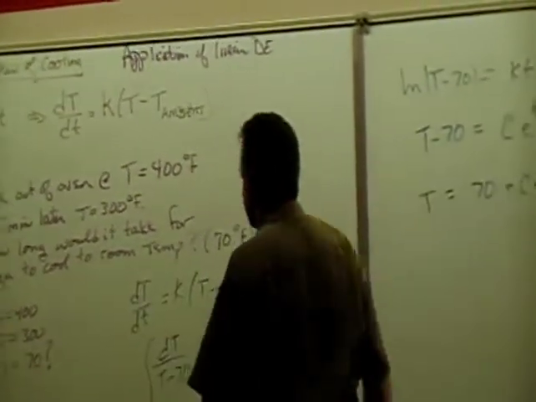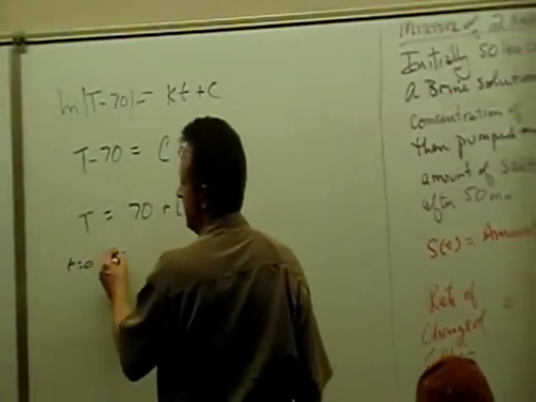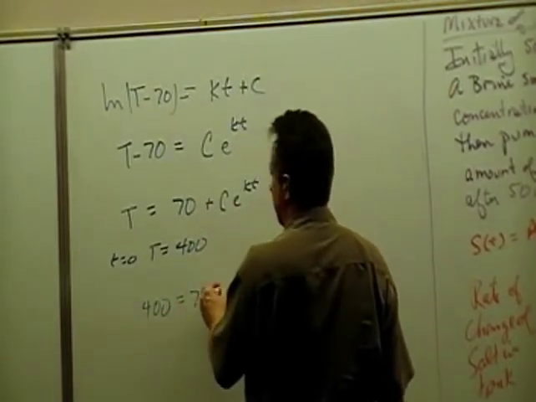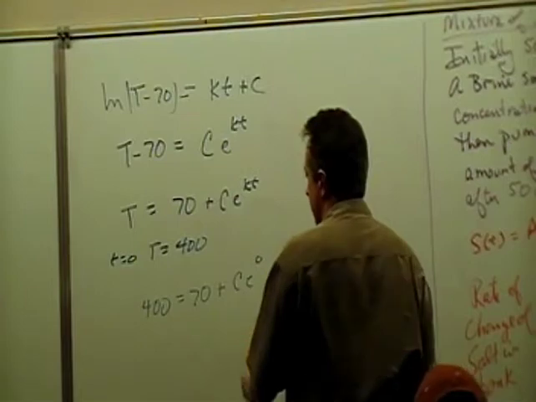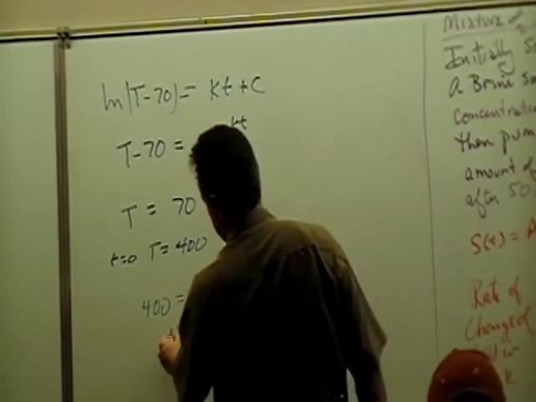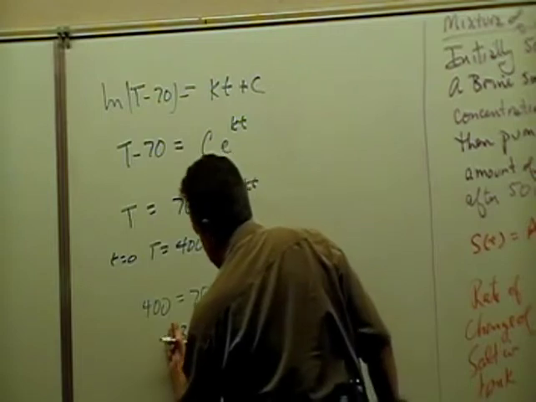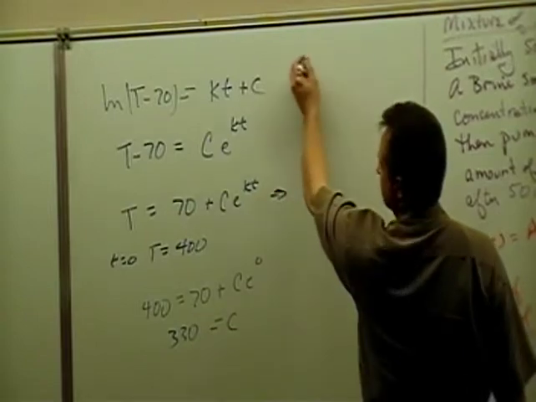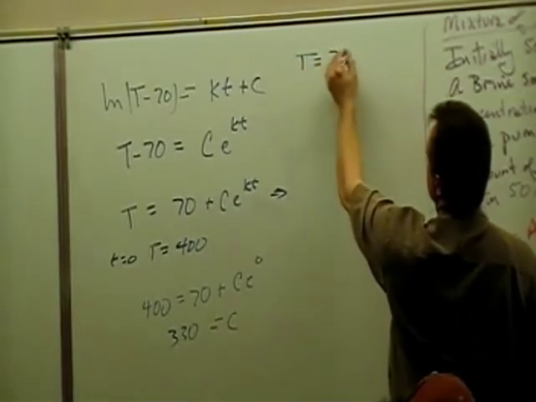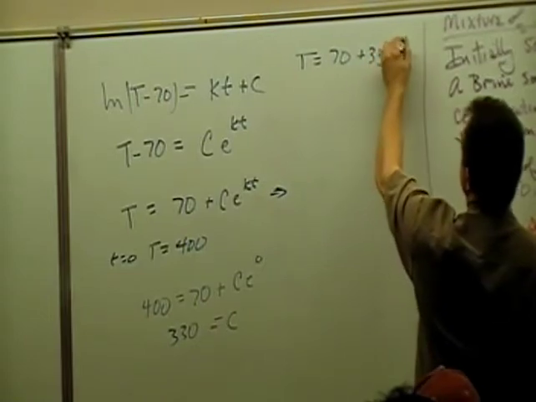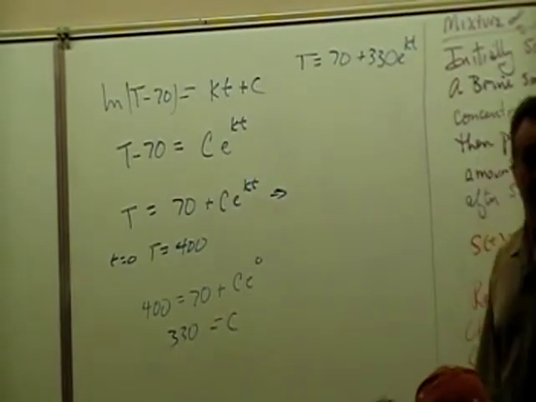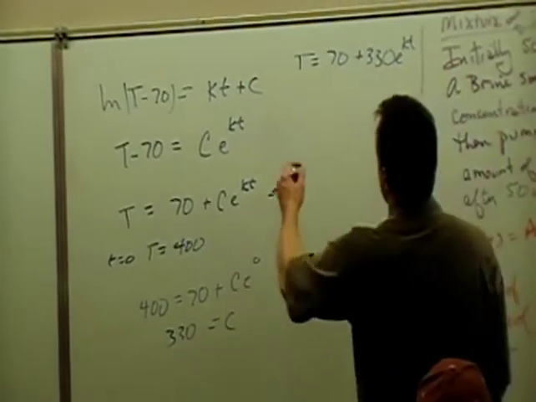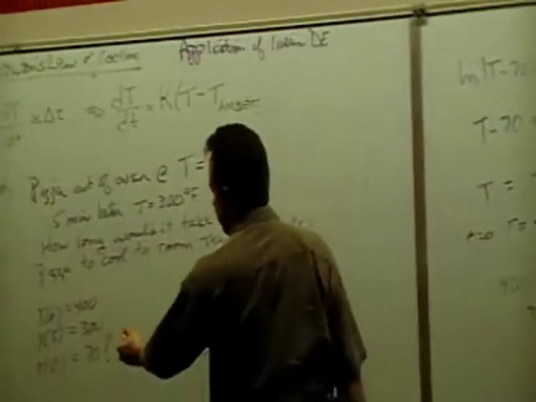Initial condition: at time equaling 0, T is 400. So in using that, I'll have 400 equaling 70 plus C e to the 0, which is just C, so C equals 330. So the temperature distribution now is T equaling 70 plus 330 e to the kt. I still have one more constant to find before I actually have the temperature distribution of my pizza.